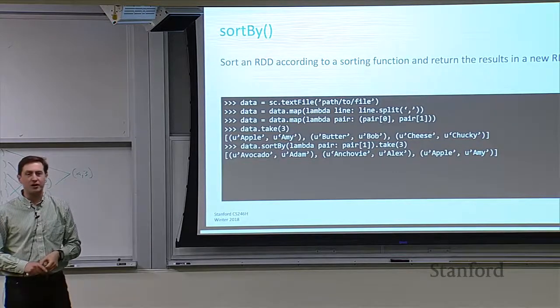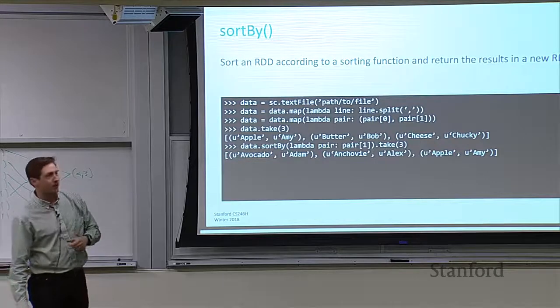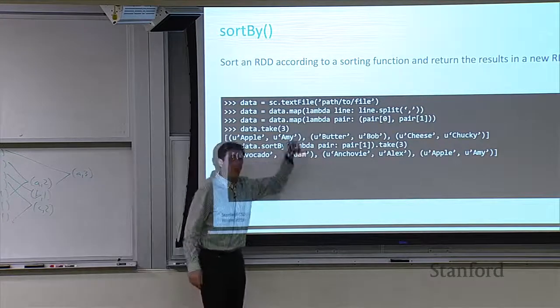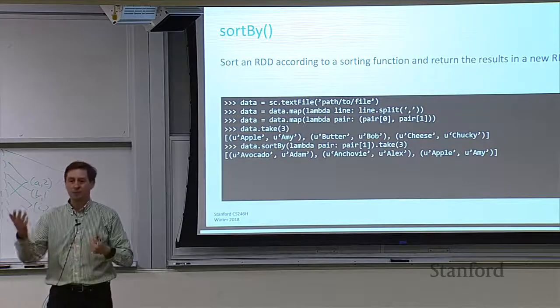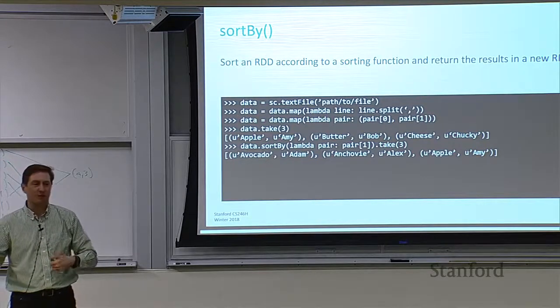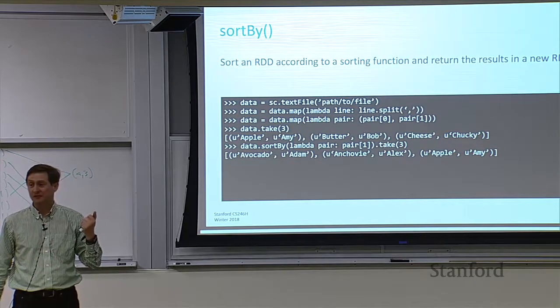If you want to muck around with natural order, that gets a little more complicated. Typically, you just muck around with what these values are so that the natural order is what you want. For example, if you've got numbers and you want them in reverse order, it's easier to just make them negative in the lambda.